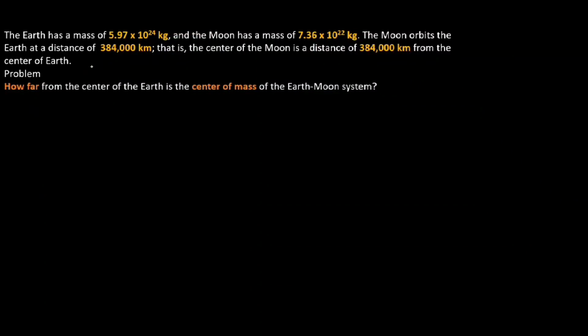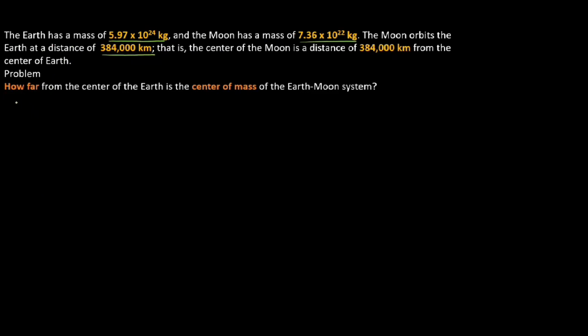In this video, we are going to discuss how to calculate the center of mass of a system of particles. The question says, the Earth has a mass of 5.97 times 10 to the power 24 kilogram, and the Moon has a mass of 7.36 times 10 to the power 22 kilogram. The Moon orbits the Earth at a distance of 384,000 kilometers. That is, the center of the Moon is a distance of 384,000 kilometers from the center of the Earth.